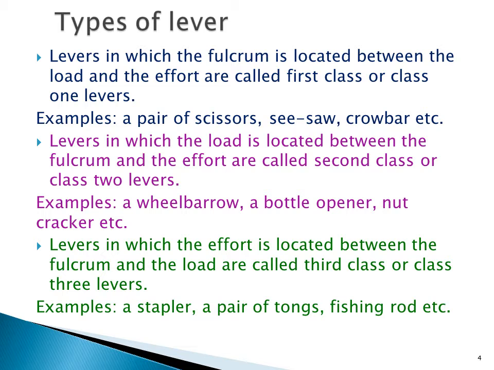Levers in which the load is located between the fulcrum and the effort are called second class or class 2 levers. Example: a wheelbarrow, a bottle opener, nut cracker, etc. Levers in which the effort is located between the fulcrum and the load are called third class or class 3 levers. Example: a stapler, a pair of tongs, fish rod, etc.